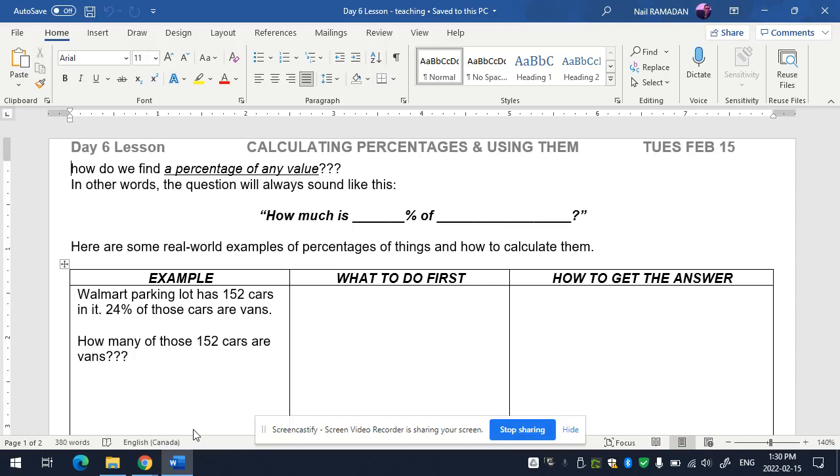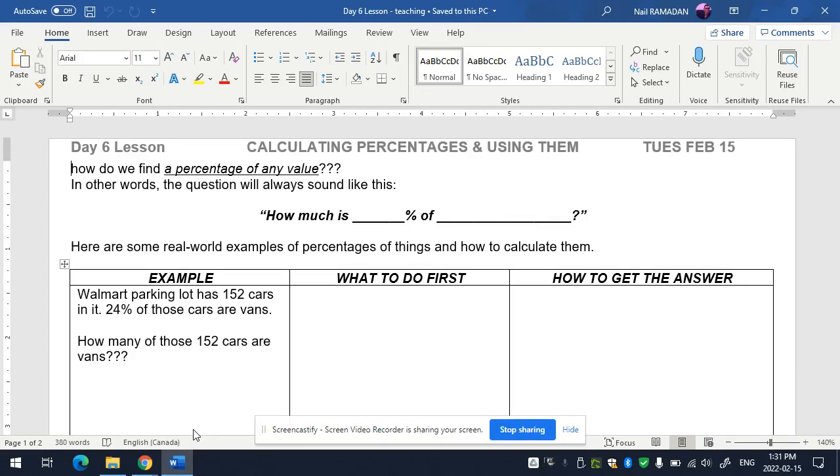So here's an example. Our school parking lot has 152 cars in it. Someone counted them. Someone also told us that 24% of those cars outside are vans. So not sedans or compacts or whatever. So the question is, how many exactly of those 152 cars are actual vans?